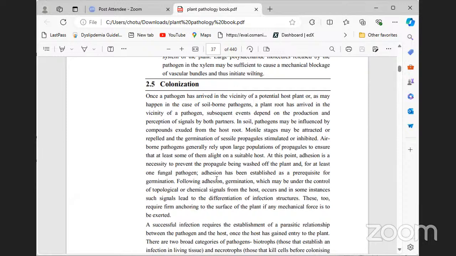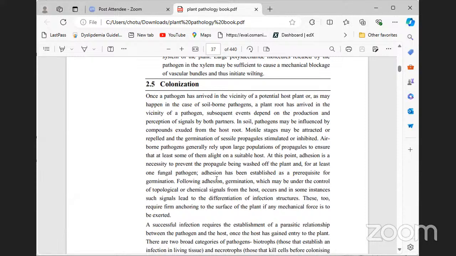Colonization: once a pathogen has arrived in the vicinity of a potential host plant, or, as may happen in the case of soil-borne pathogens, a plant root has arrived in the vicinity of a pathogen.